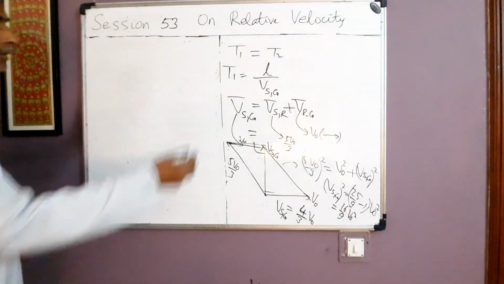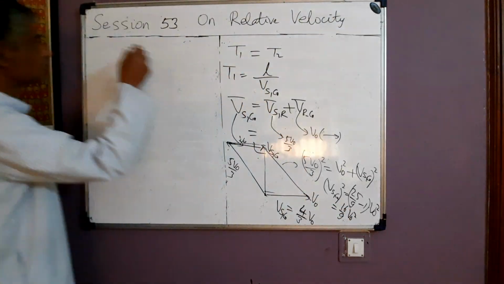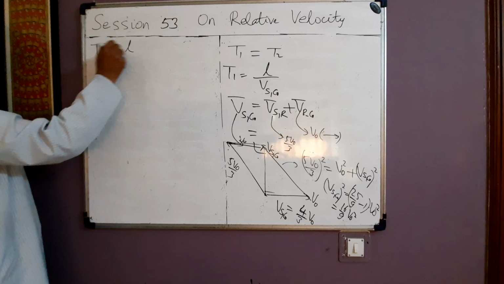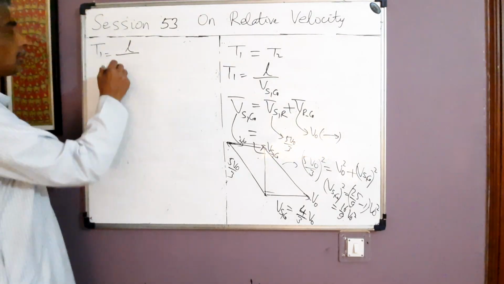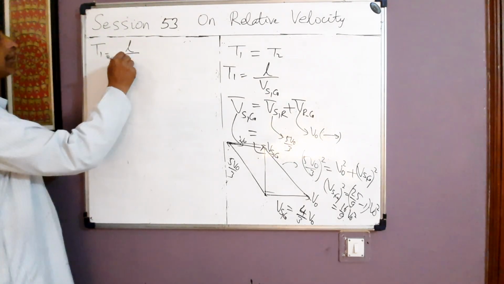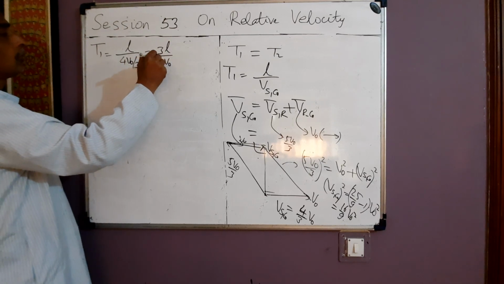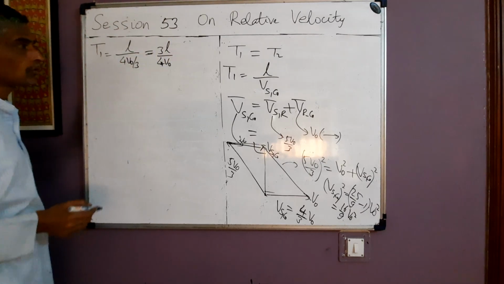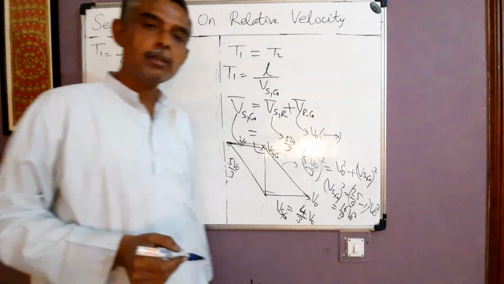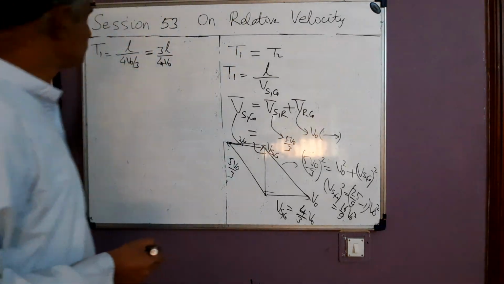Alright. So what is T1? We substitute Vs1g in this case. So T1 becomes how much? L upon 4 V0 by 3. So this becomes 3L by 4 V0. This is the value of T1, okay? T1 is equal to 3L by 4 V0. That is the value of T1.